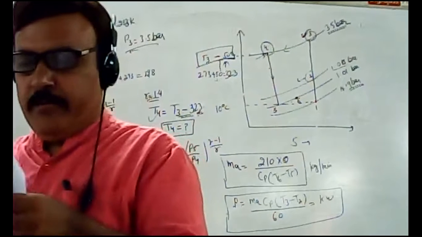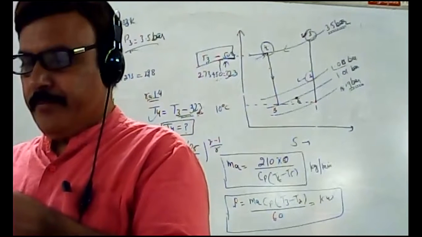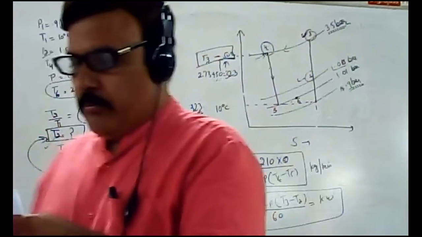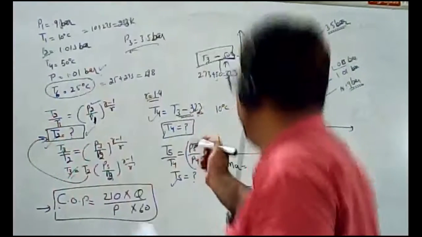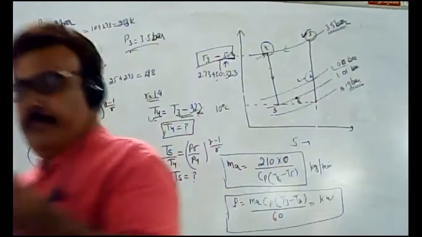What is the value of T2? 293. Okay, and what about T3? 418. Okay, now you can simply put this value over here. T4, 95 Kelvin.